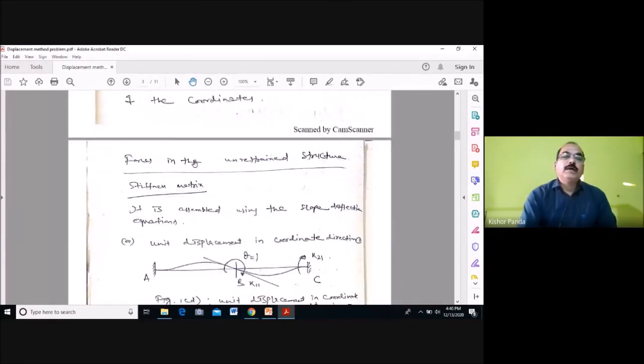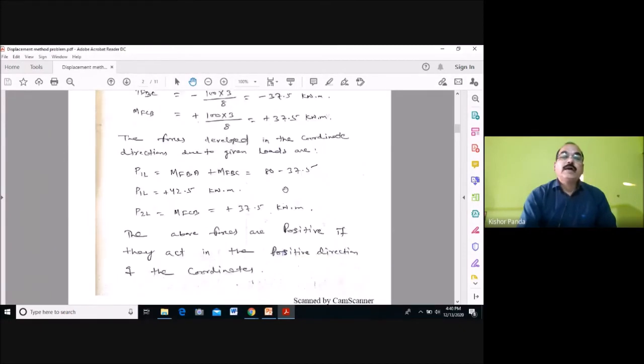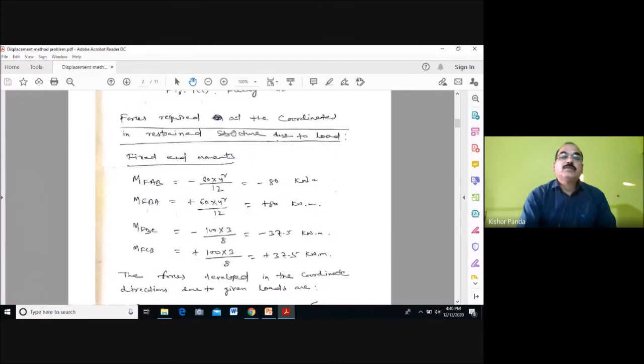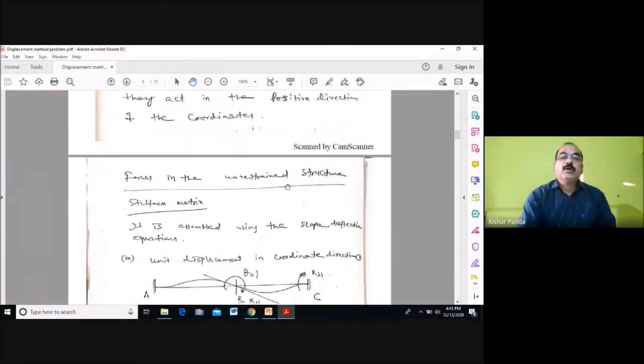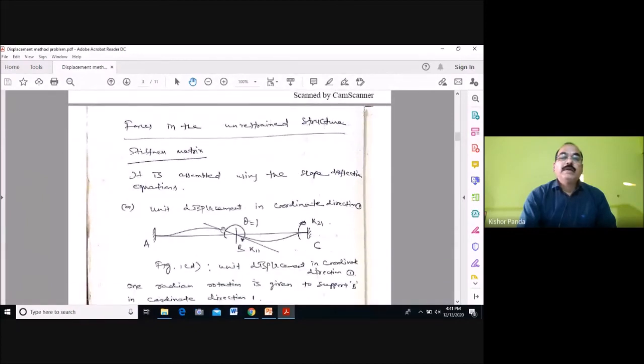Then you have to find the forces in the unrestrained structure. First you found the forces in the restrained structure due to the given loading. Then you find the forces in the unrestrained structure by applying a unit displacement at coordinate 1, and finding the force at coordinate 1 and the force at coordinate 2. Then by applying a unit displacement at coordinate 2, you find the force at coordinate 1 and the force at coordinate 2.